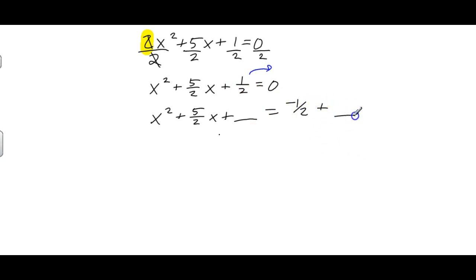Some students who do this know they're going to add something there to both sides to be fair. Now again, how do we get from here to there? Well, we take half of this number. What's half of 5 halves? Half of 5 halves, of means times, so we really got 5/4. Now what do we do with that number? We take 5/4 and square it, and we put it here. So 5/4 squared would be 25 over 16. And so we've got 25 over 16 on this side as well.